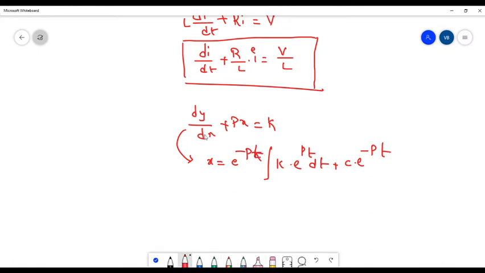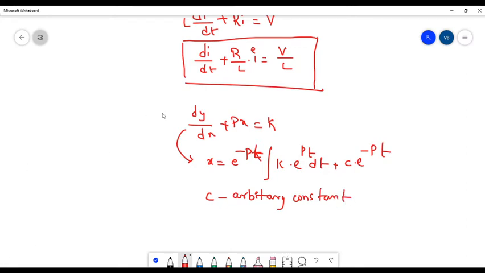So here, if dy by dx plus px equals k, if our equation is in this format, then we can write the output response as x equals e power minus pt integration of k into e power pt dt plus c into e power minus pt, where c is an arbitrary constant. So we can write the equation here.